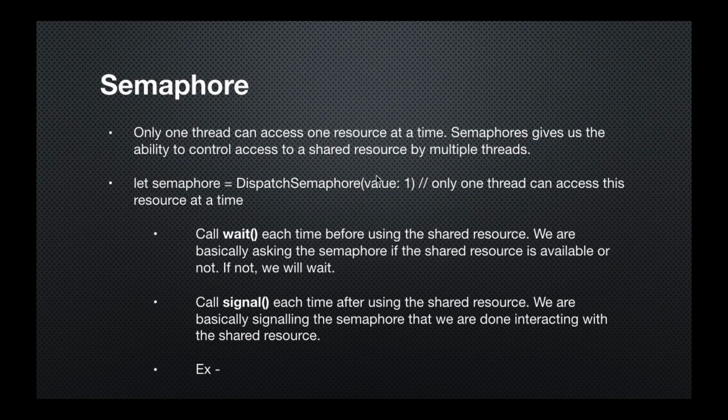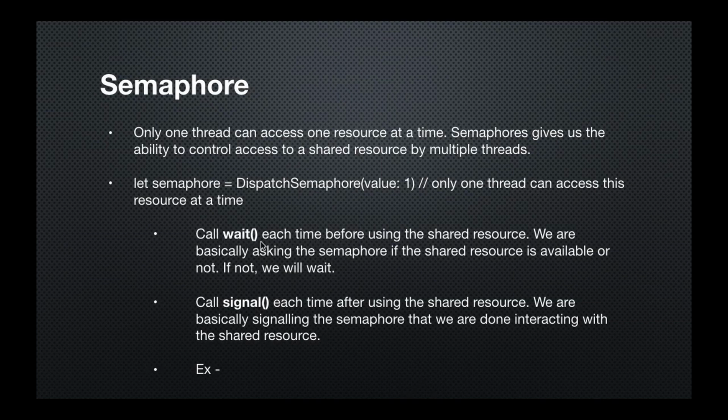This is how we initialize semaphore in Swift: let semaphore = DispatchSemaphore(value: 1). Value 1 indicates that only one thread can access this resource at this time. Then we have two functions, wait and signal. Wait means that a thread is coming and waiting for this resource. It is asking the semaphore for permission to access this particular resource.